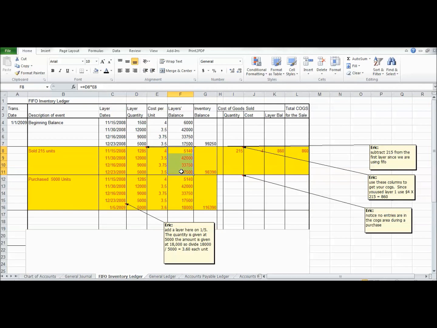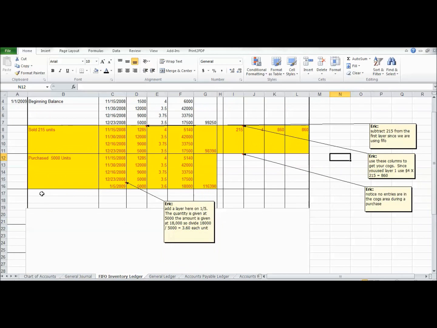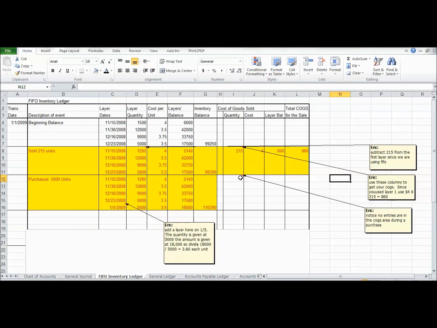So if I add all those layers up, I get 98,390. If I add all 5 of these up, I get 116,390. I have some notes here that I put. You won't see these notes in your work. I put them there to help explain what's going on. Again, you just keep doing this, keeping up with this inventory ledger every time you have a buy or sell, and that way you know how much your cost of goods sold is and how much your inventory is at any time. You need to know.